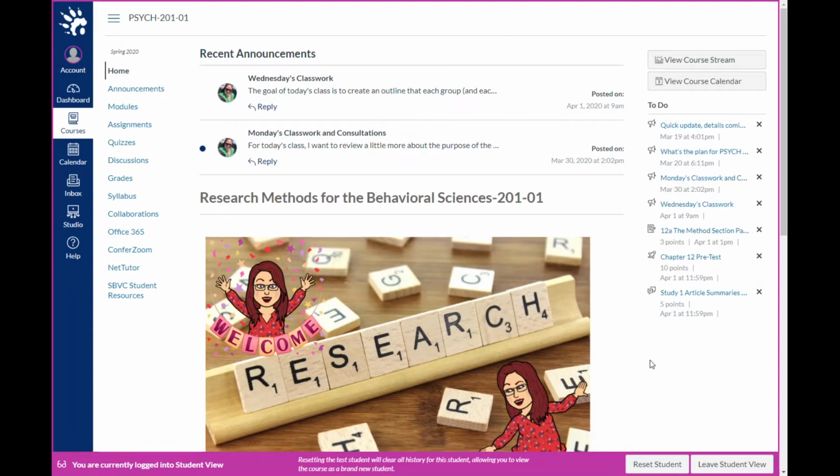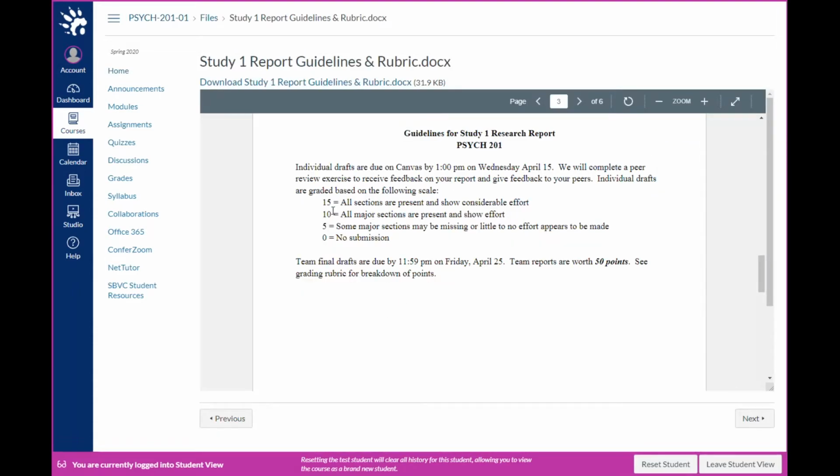So, treat Study 1 individual drafts as a space to try and to practice and to get messy, and remember that they will be graded based on effort, not based on content. So I won't be going through and using the rubric on your individual copies. I will be grading them based on whether you have all the information present and it looks like you tried, like you put in some effort to get it right. So those individual drafts are only graded on effort, not content.